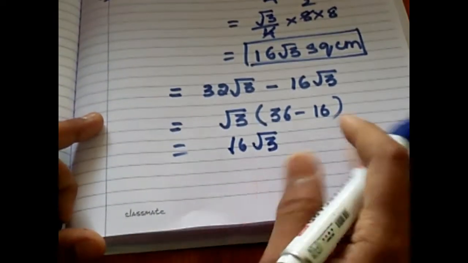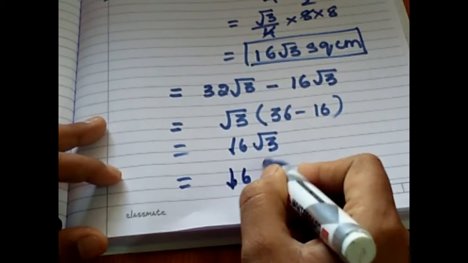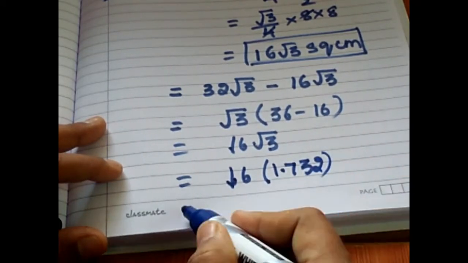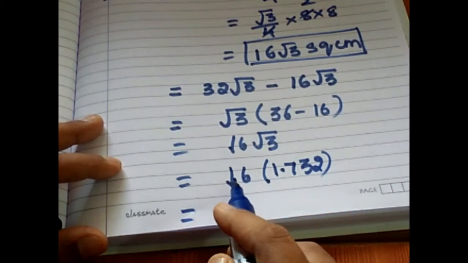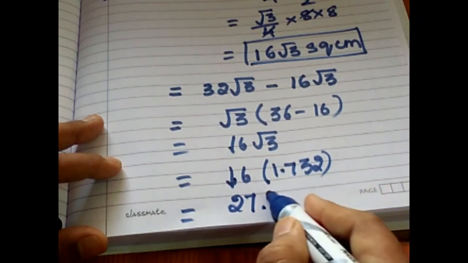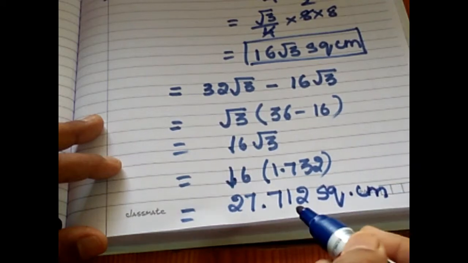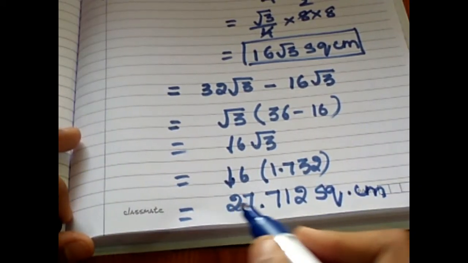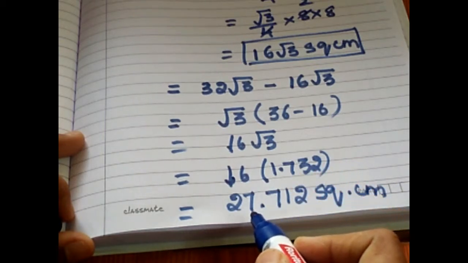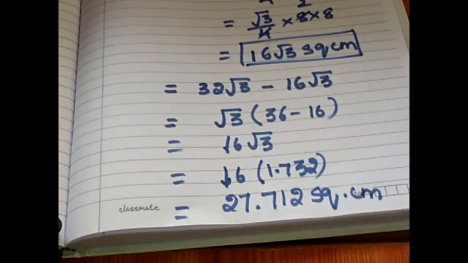So the solution will be the same, but the method to represent it is in this way. 16, the value of root 3 we already know, 1.732. Okay, pause the video, find out the product by yourself and check your solution. The product is 27.712 square centimeter. So write down the conclusion. Therefore, the area of the shaded portion is equal to 27.712 square centimeter. This is the solution for question number 7.